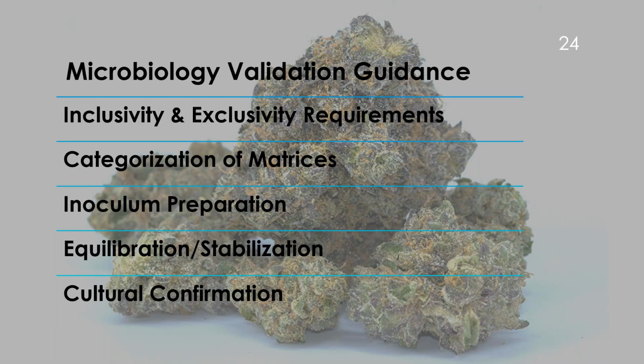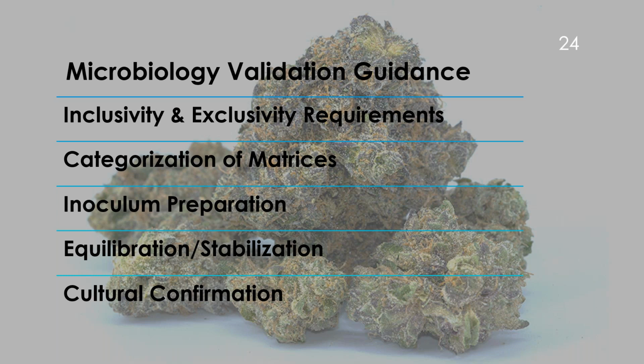On the micro side, it's very similar. We do have what we call our selectivity panels. So what organisms do we say that the methods need to detect, and what do they need to be able to not detect that are closely related or can be found in cannabis flower or in cannabis production facilities?